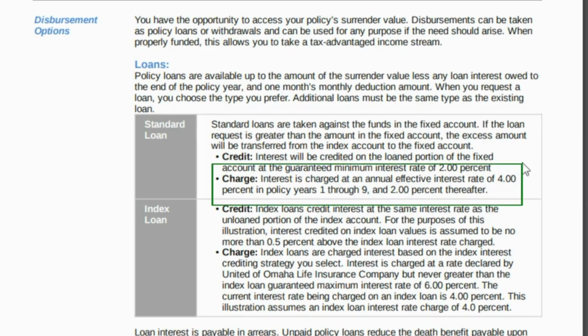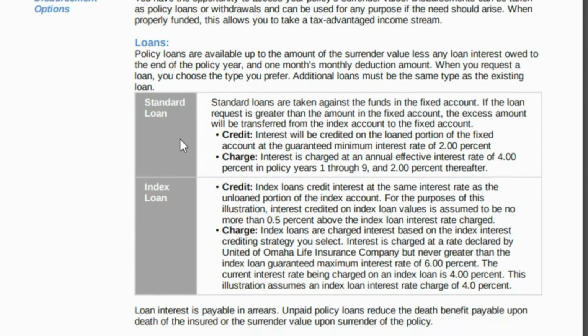So basically, this is your true loan wash inside of an index universal life policy. You're being credited 2%, you're being charged 2%, really isn't hurting you at all to take this loan. Okay, so that's a standard loan. Now let's move and look at index loans.